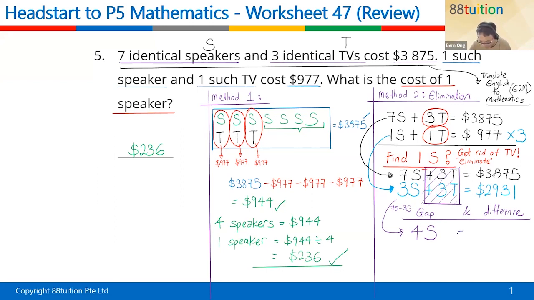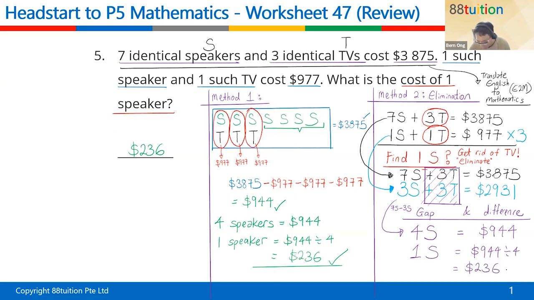And what's the difference here? The difference, you take 3875 minus 2931, which is actually 944. So you're comparing gap and difference. Children, this number looks very familiar. Yes, it's actually down here. 4 speaker is 944 also. And your objective is to find what is 1 speaker. So you do the same step. You take 944, divide by 4, and therefore your answer is still 236.